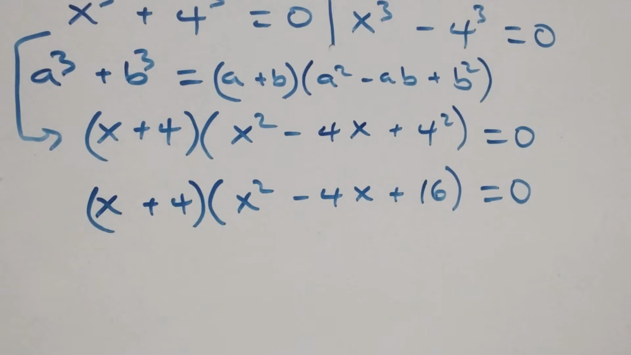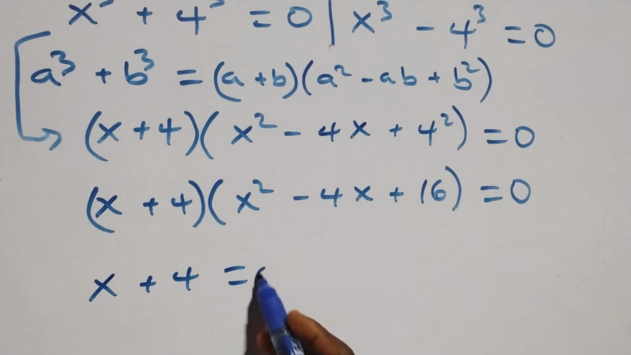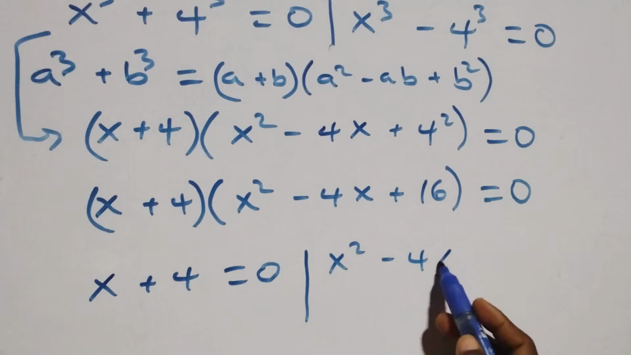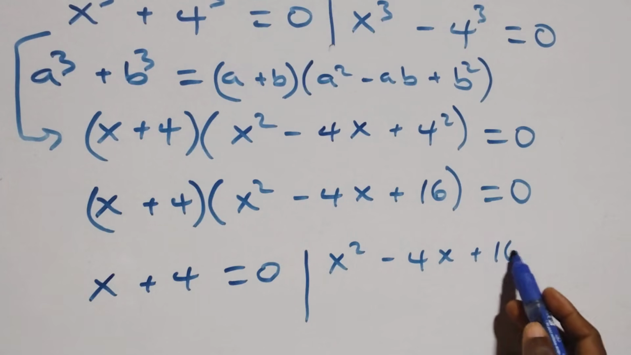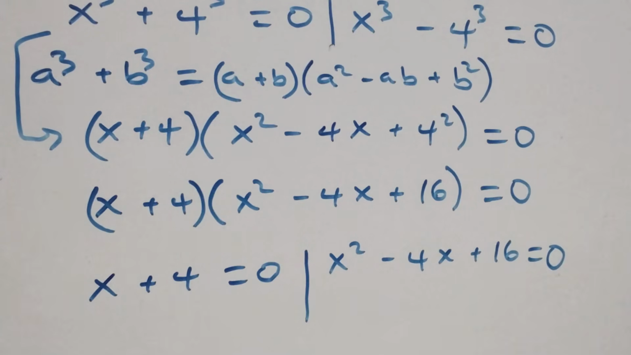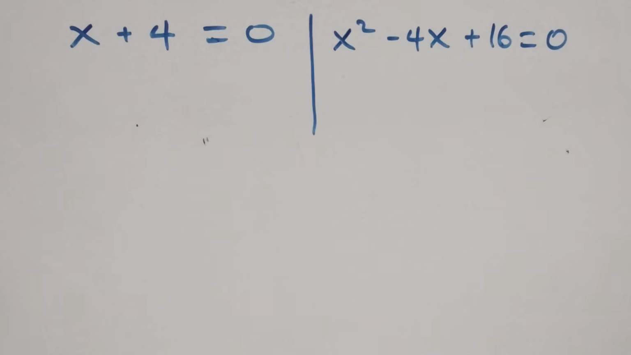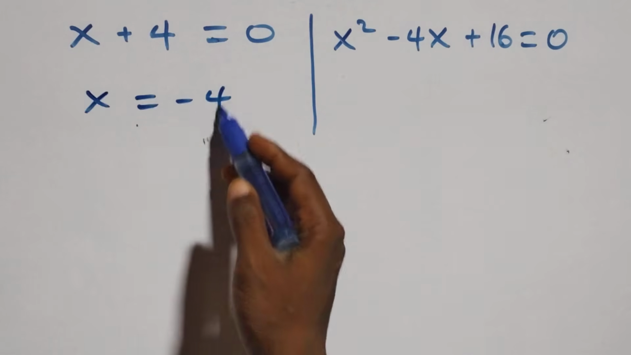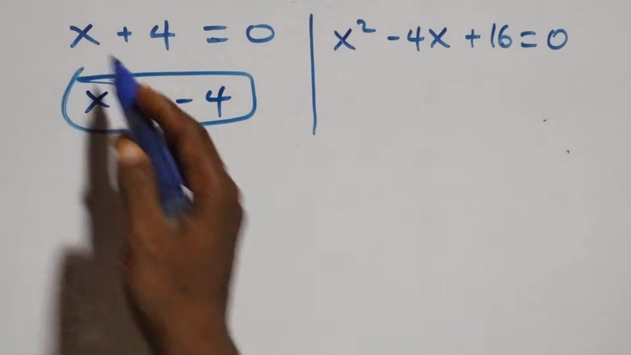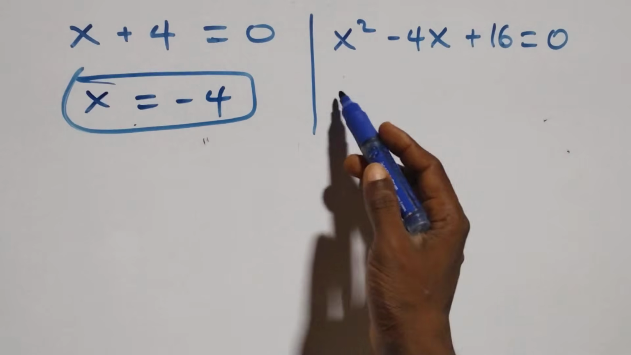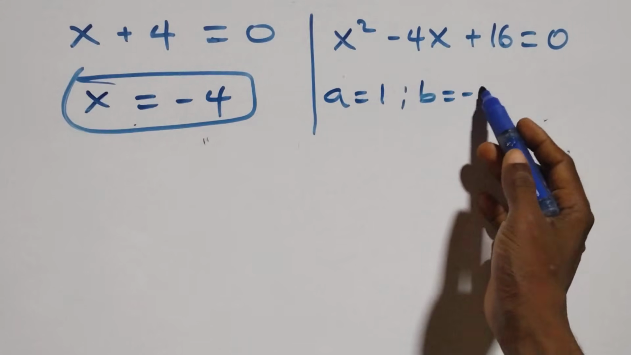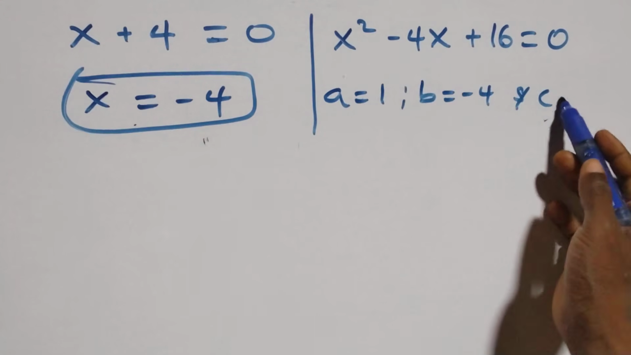Then here we have two possible cases. The first one, x plus 4 equals 0, or we have x squared minus 4x plus 16 equals 0. Solving on this side, we have x equals minus 4, which is a real solution. And here we have a quadratic equation where a equals 1, b equals minus 4, and c equals 16.